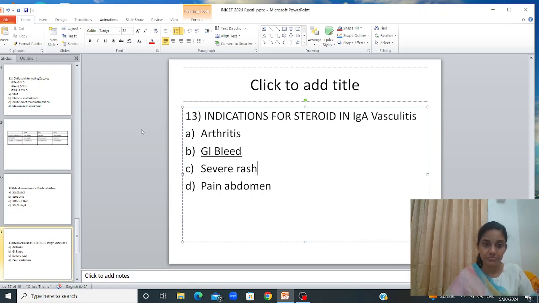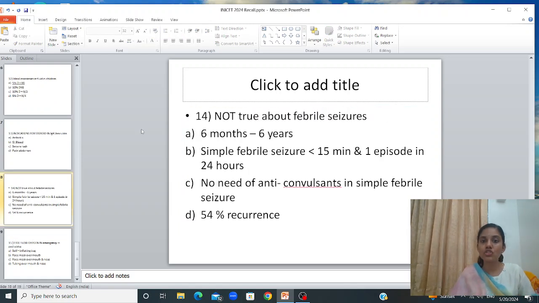Next question, which is not true about febrile seizure. Febrile seizure is present between 6 months to 6 years of age. Simple febrile seizures can be seen when the child is having less than 15 minutes of GTCS, and the child will have only one episode in one day. There is no need for anticonvulsants in treatment of your simple febrile seizure.